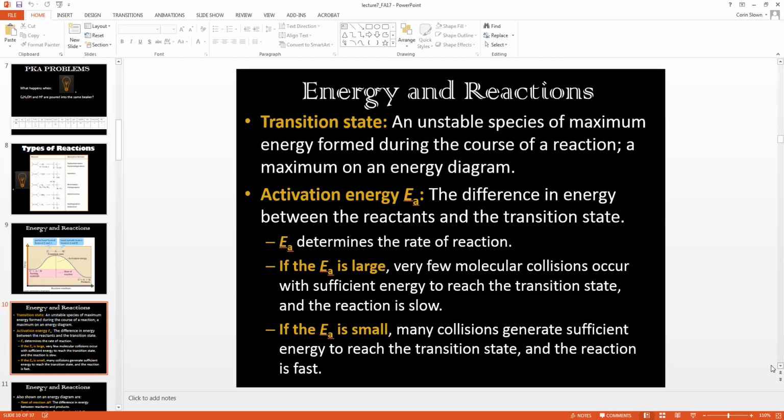If I have a large activation energy, then very few molecular collisions are going to occur with sufficient energy to reach the transition state, and I can think of my reaction as being slow. If my activation energy is small, then I have many collisions that are sufficient to generate energy to reach the transition state, and my reaction is fast.